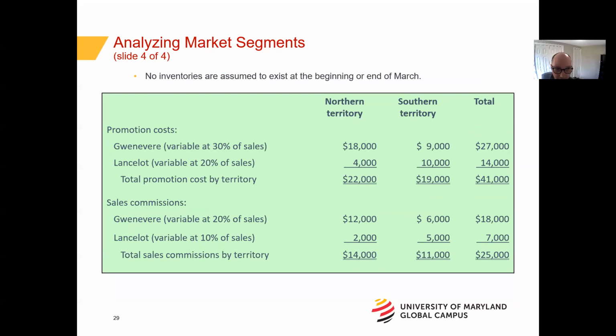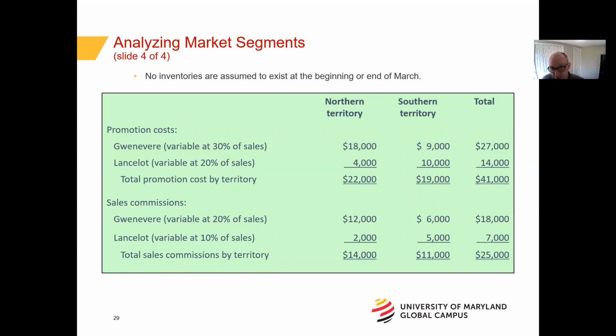So let's analyze that data a little bit further. How much does it cost to sell it? Promotion costs. How much does it cost to advertise it, right? 30% of variable sales for the perfume, 20% variable sales for the cologne. You can see the breakdown for the Northern and Southern territories. For sales commissions, 20% for perfume, 10% for cologne, Northern and Southern territories. And you can see the breakdown.